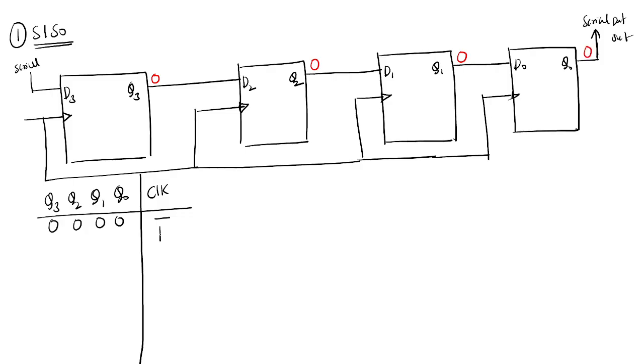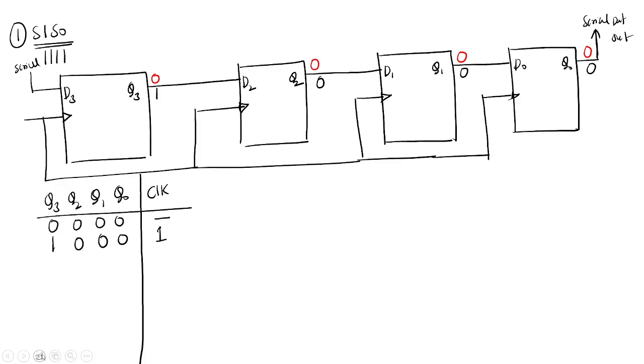At the first clock, if you want to load the data 1111, first this will come into D3, and whatever D3 is, that is coming to Q3. So it becomes 1, 0, 0, 0. Now Q3 becomes 1 and the next are 0, 0, 0.